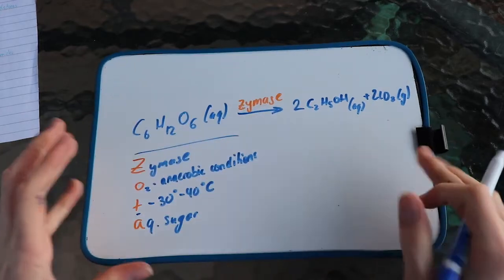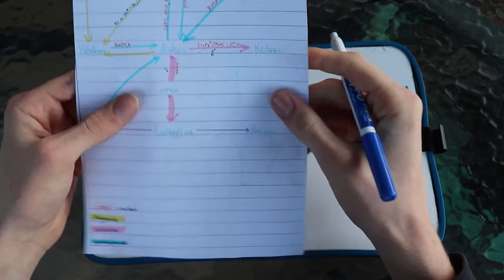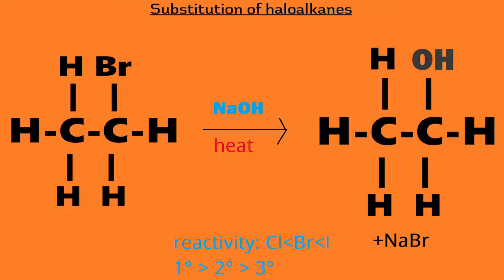This is what we can do with fermentation, and this is the final way that we have, apart from esters, which we don't need to talk about, to produce alcohols. Okay, now another method that I forgot to mention for producing an alcohol is by substitution of a haloalkane.